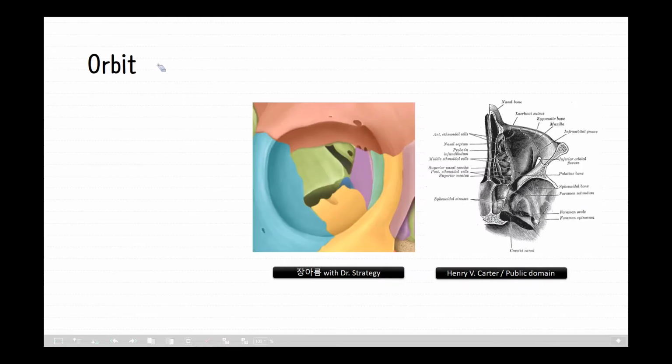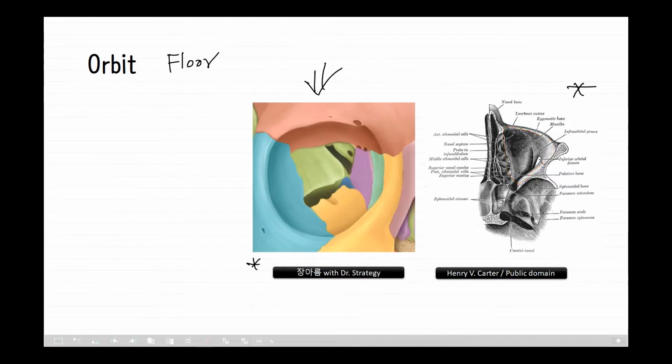But the floor of the orbit, or inferior wall. This is the anterior view of the orbit, and if you see the orbit from this side, you can see the orbit's floor like this figure. It is usually triangular in shape and is similar to the roof but smaller than the roof. Like this, the floor of the orbit is shaped as a triangle.